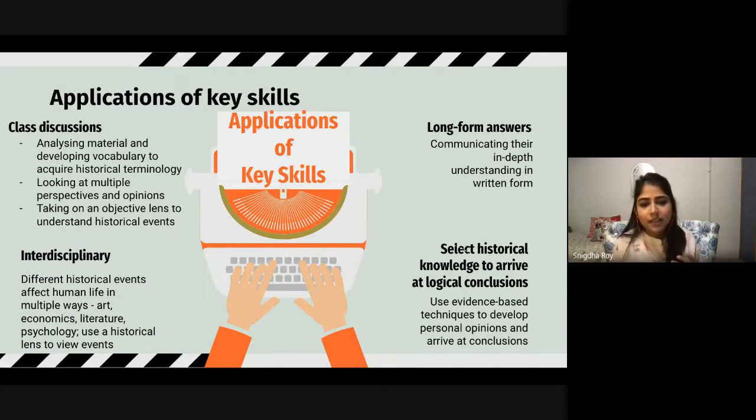But even beyond that, they acquire more skills such as understanding that history is interdisciplinary, understanding that one historical event has an impact on different areas, including science, technology, psychology, economics, and in some way or the other, it will impact an individual life who's not even connected to that event, probably. And so, this idea of interdisciplinarity, the fact that it percolates into other subjects, is also an interest building factor. They also learn to use evidence based techniques to develop personal opinions and to arrive at their own conclusions.